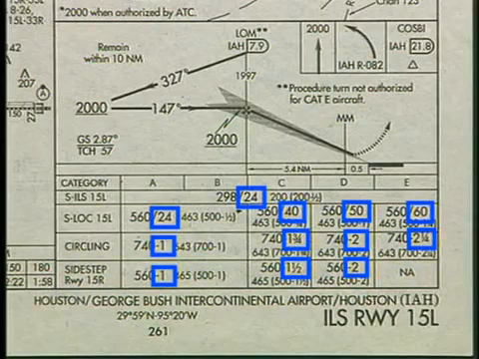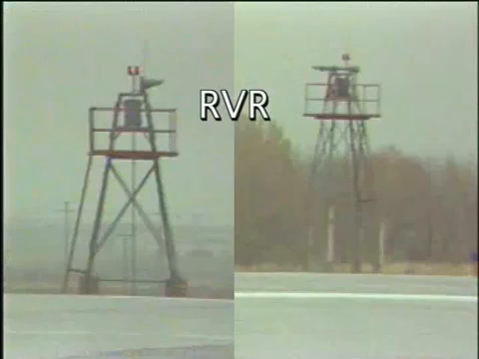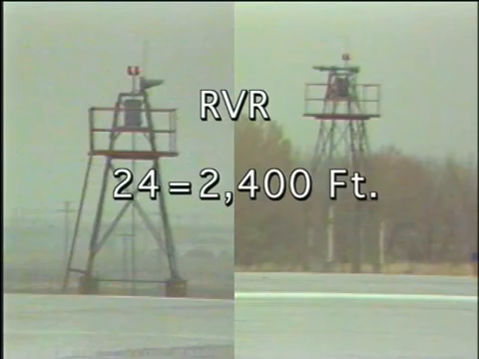Next to the minimum altitude, the visibility is expressed in either statute miles or as a runway visual range, RVR. If the visibility on the runway is determined by electronic runway visual range equipment, the minimums are expressed in RVR values. An RVR is usually a 1- or 2-digit number. To convert it to feet, add 2 zeros. For example, 24 is 2,400 feet.